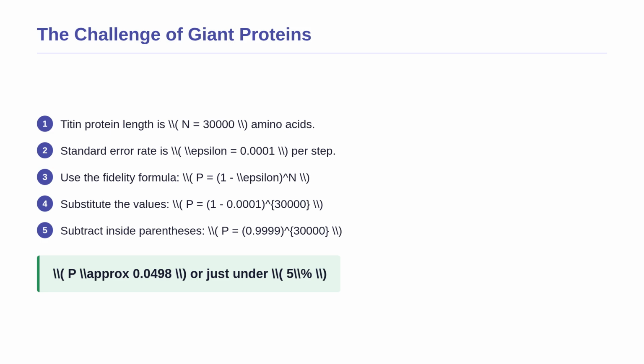We again use the translation fidelity formula to demonstrate the exponential decay of accuracy. We substitute the massive protein length and the error rate into our equation. We calculate the single correct step probability and raise it to the massive power of 30,000. The final answer is approximately 0.0498, or just under 5%. This is a profound physical result. It means over 95% of these giant proteins are born with at least one mutation, forcing the cell to rely on helper proteins to fix them.